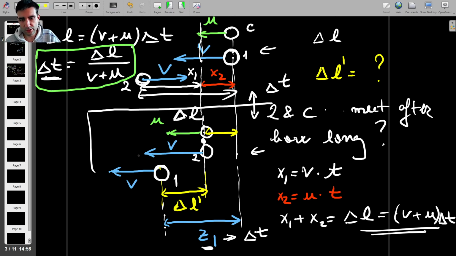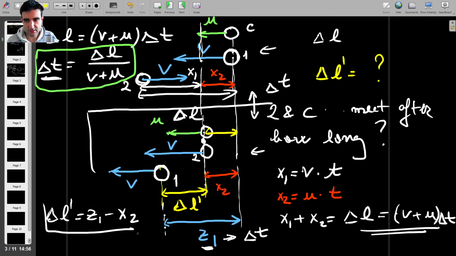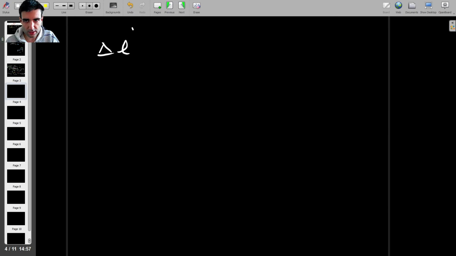In addition to that, we also know that this distance here, we called x2 earlier. So delta L prime, which is what we're trying to find, is Z1 minus x2. Z1 again is the distance ran by the first athlete from the moment he ran away from the coach, minus x2, which is the distance ran by the coach in this amount of time, delta t. So let's see what delta L prime becomes.